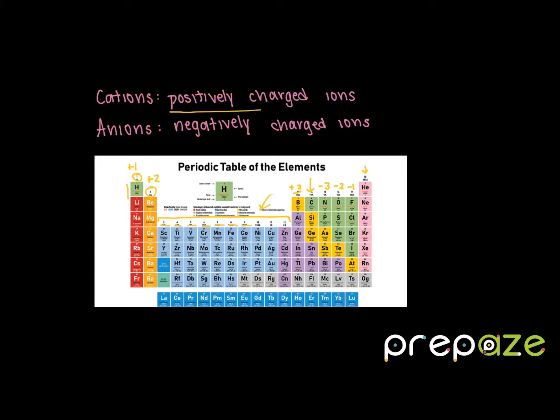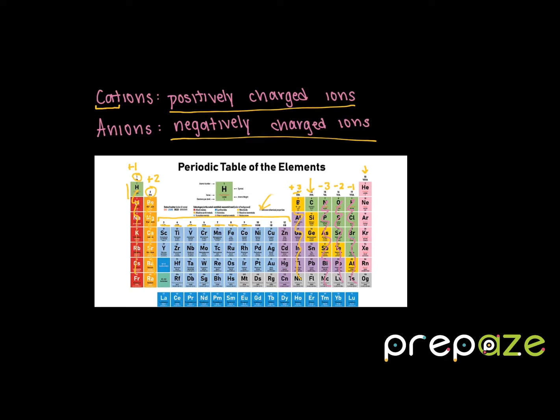Cations are positively charged ions, whereas anions are negatively charged ions. How I like to remember this is that cations has the word cat in it, and cats sometimes bring out happy feelings. And so that's how I remember positively charged ions as cations. So our elements in this group, and this group would be considered our cations. And our elements in this group, and this group would be considered our anions.